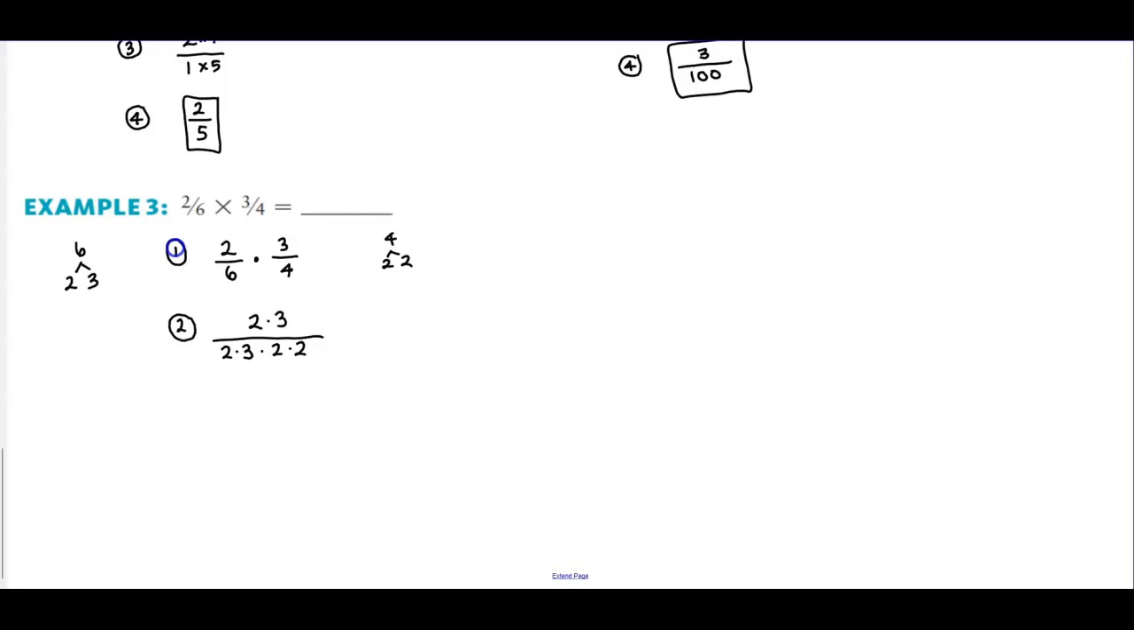And so what can we simplify? We know that this 2 and that 2 become a 1. And this 3 and that 3 become a 1. So in the numerator, we have 1 times 1. In the denominator, we have 1 times 1 times 2 times 2. When we multiply that all out, 1 times 1 is 1. 1 times 1 times 2 times 2 is 4. So the answer is 1/4.